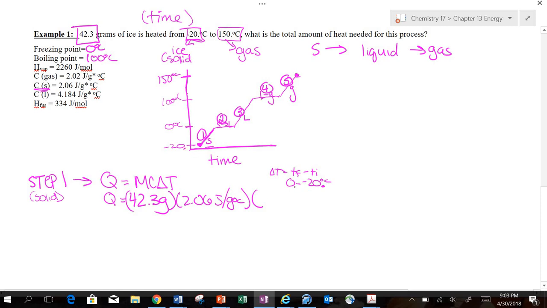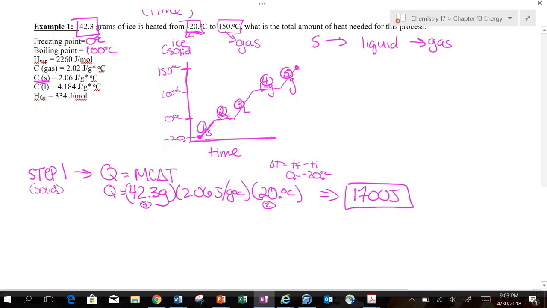That has a decimal at it, so our sig fig will be 20 degrees Celsius. Our answer will have 2 sig figs because we don't count our constant. Never count constants. So we have 3 here, 2 here. Answer will have 2. So our answer would be 1700 joules. So that's step 1. Step 1 is giving us 1700 joules. But we've got to keep going. So then we have step 2.